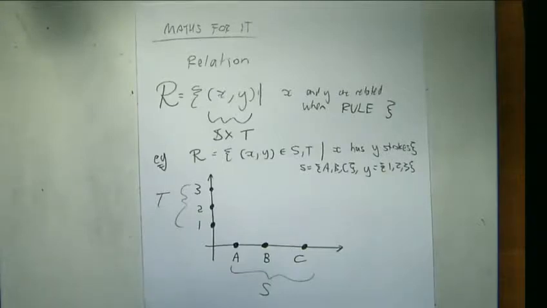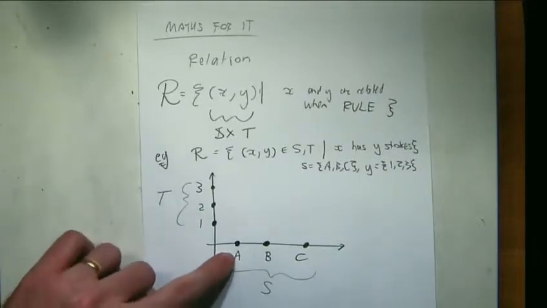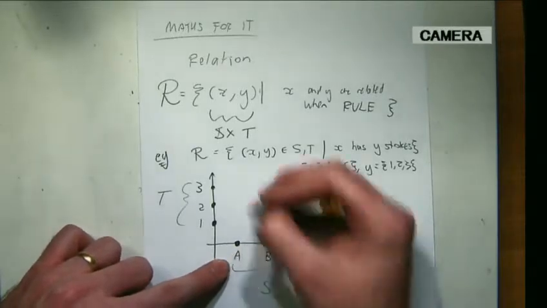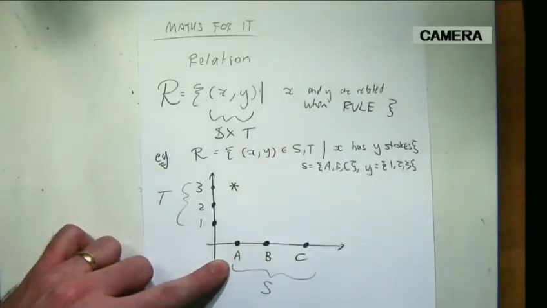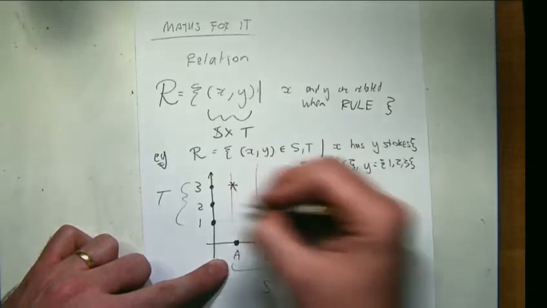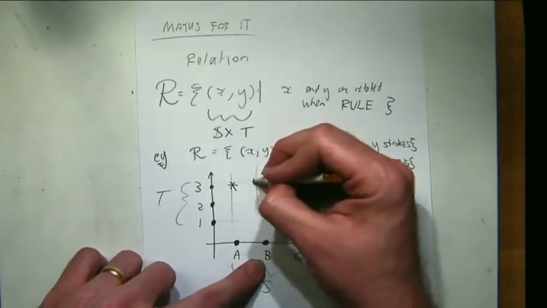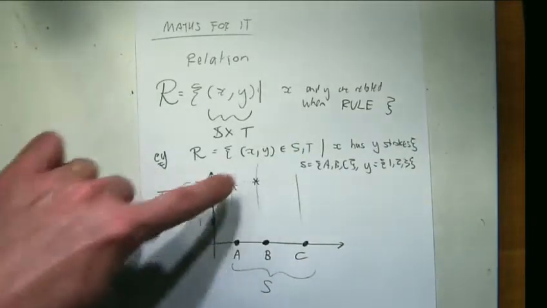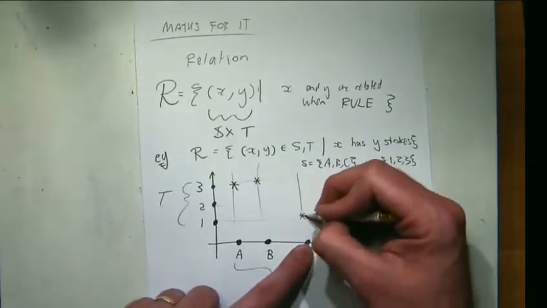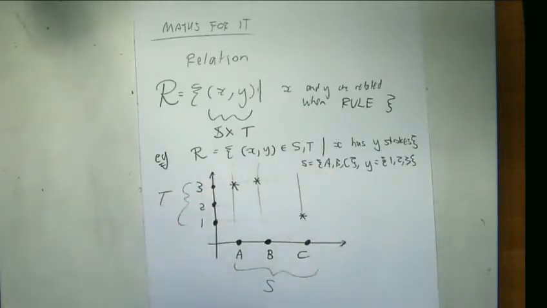So A takes 3 strokes to draw, 1, 2, 3, it's related. B takes 1, 2, 3 strokes to draw, it's related, so B is related to 3, and C takes 1 stroke to draw. Those 3 stars is my relation. This is a function because it satisfies the vertical line test. It's not a one-to-one function because it doesn't satisfy the horizontal line test.